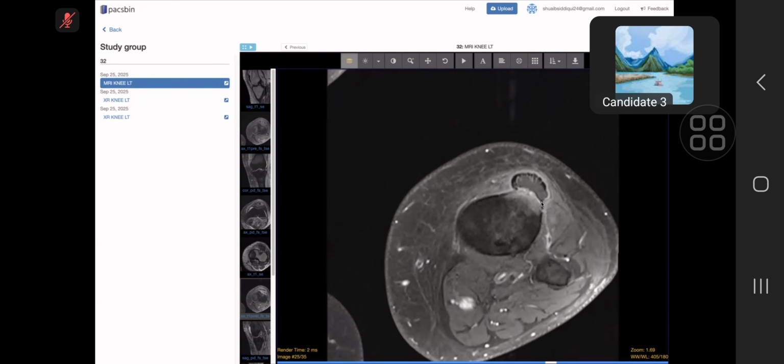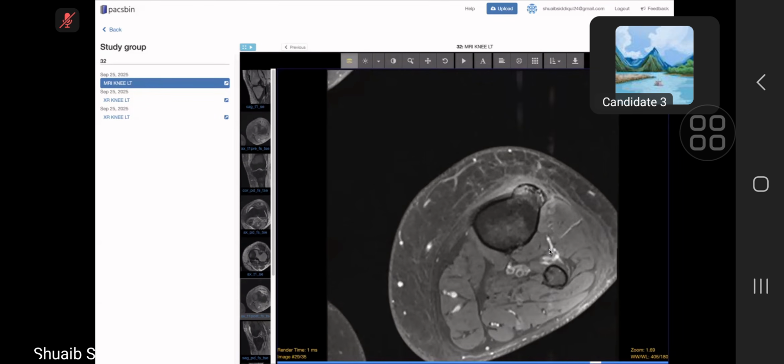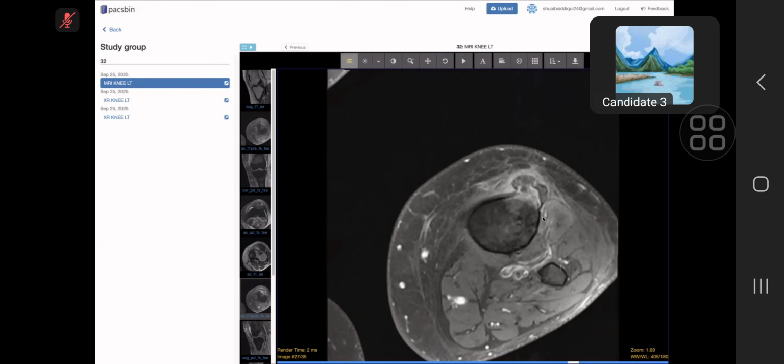The anterior tibia, there is... I would like to know if the patient has any prior X-rays.